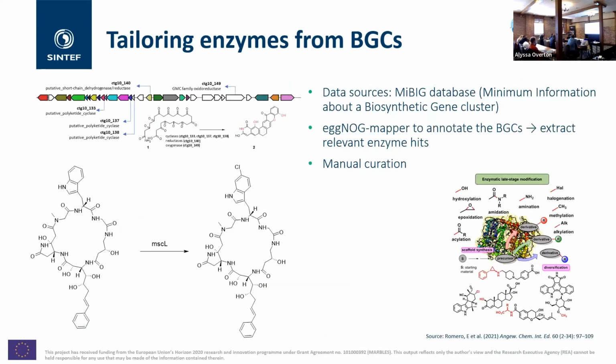the biosynthetic gene clusters. So we start with the MIBiG database. It's a curated database of biosynthetic gene clusters with a lot of information. So we extracted information on the tailoring enzymes there. And then we also use EnzymeMapper to annotate the BGCs from MIBiG and to extract the relevant hits. And then, of course, we come to the manual curation. We are at the beginning of this project.